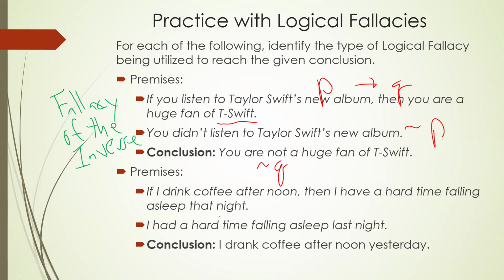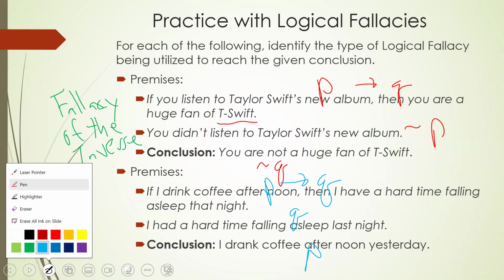All right, and then our last example for right now. If I drink coffee in the afternoon, then I have a hard time falling asleep that night. So again, we have a P implies Q. I had a hard time falling asleep last night, so Q is true. And so we conclude I drank coffee in the afternoon. So we conclude P. We're told the conditional is true and the second part of the conditional is true, so we assume the first part is true.